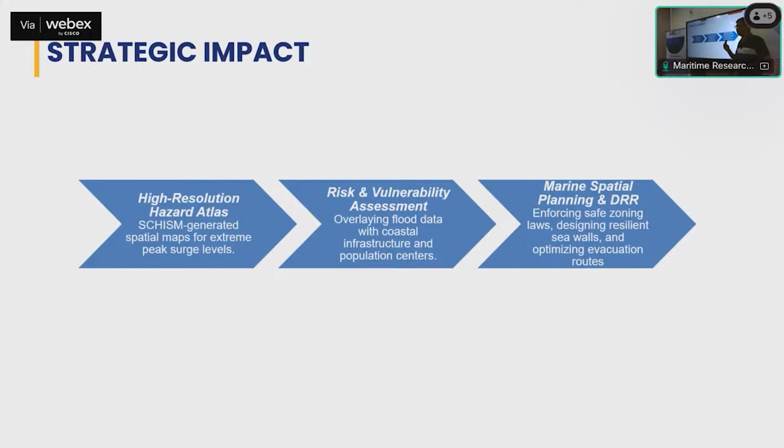So here I have shown how this project can be translated into real world action. So first, our model will generate the hazard atlas, which can show where the storm surge water will go. Then, using it, we will overlay the data and population centers to assess the risk and vulnerability. And finally, using that assessment, city planners and engineers can use it for evacuation routes.